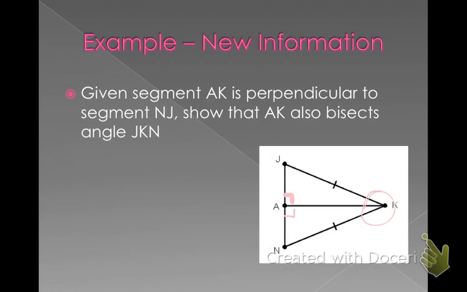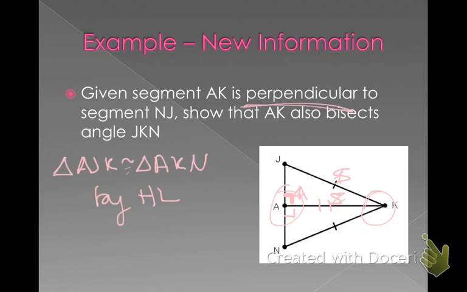So what we have here is two triangles. We know that the triangles share a side. The triangles are right triangles because of this perpendicular part. So why can I say the triangles are congruent? Well, if I just started naming the sides, I would see SSA, which we know we're never going to use. But it's a right triangle, so we can say that triangle AJK is congruent to triangle AKN by HL, since they're right triangles.